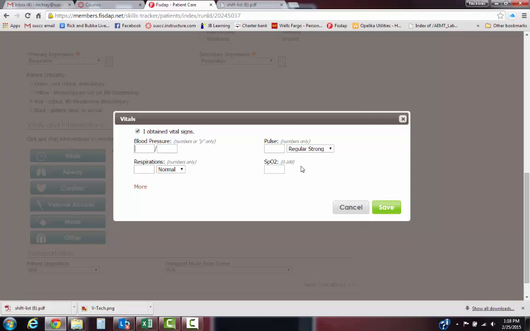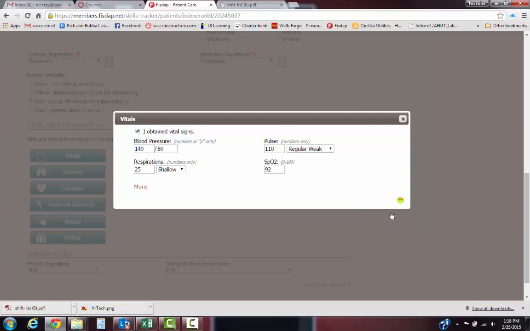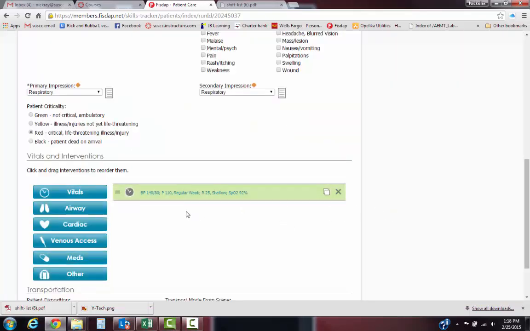Blood pressure. Let's say his blood pressure was 140 over 80. Pulse was 10, and it was weak. Respirations, 25, and shallow. And his SpO2 initially was 92%. So it goes ahead and it records that you've put these vital signs in.